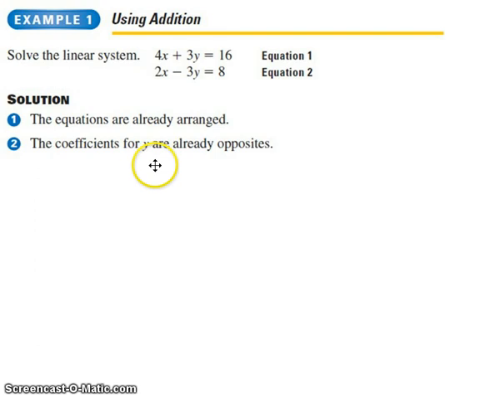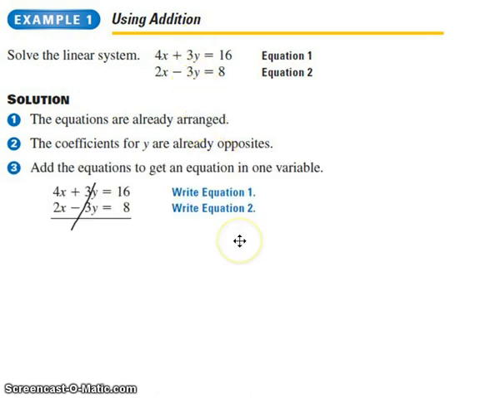The second says make sure that you've got coefficients that are opposites. Well, quickly, let me just show you what they mean here. They've got plus 3y and minus 3y in the two equations they've picked for you. Well, the nice thing is those things are going to cancel out if you add them up. And that's exactly what you do here. Because those two cancel, well, 4x plus 2x becomes 6x, and 16 plus 8 becomes 24.